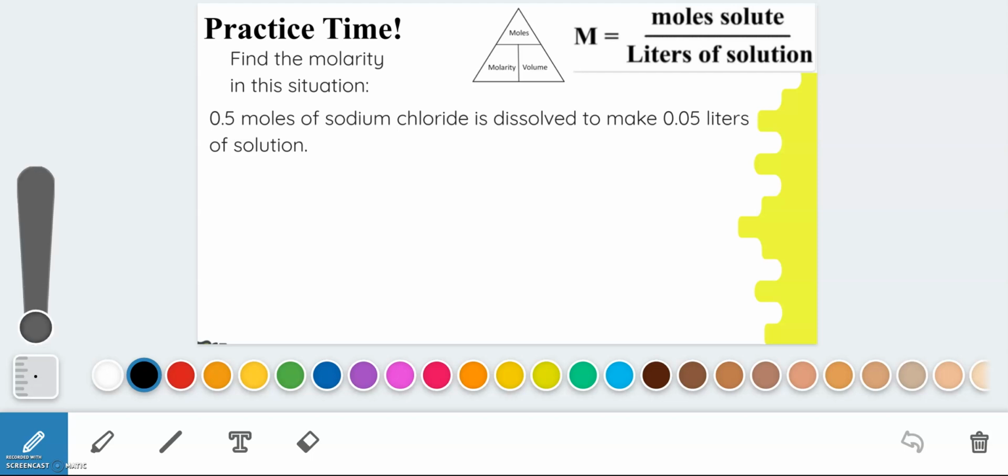So you just watched a video on molarity, but you really didn't get a chance to practice. We only had one practice problem. Not very helpful. We need to have some more practice on molarity.